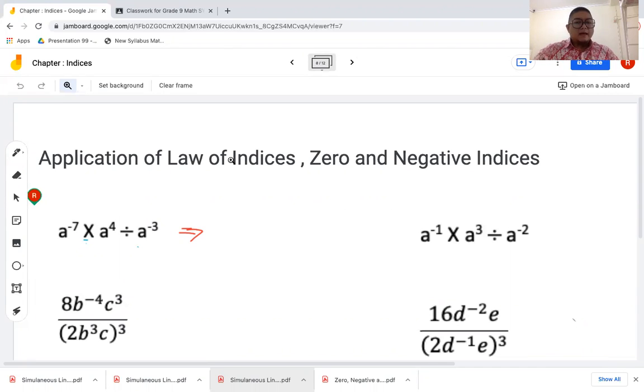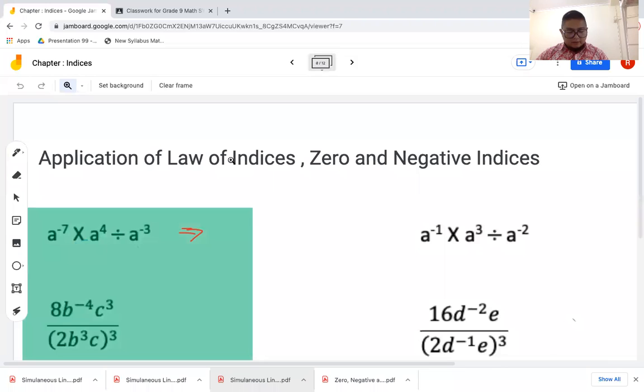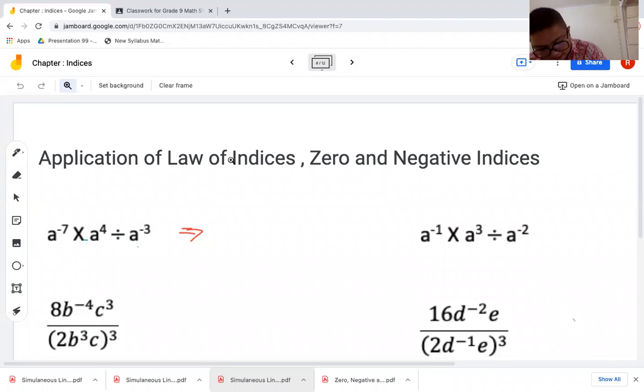Okay, we will be having a raised to negative 7 times a raised to 4 and a raised to negative 3. So if we are going to calculate this, this is going to give us a calculation of a raised to negative 7. And as you can see, the times there will automatically tell us that we have to add 4 to that exponent. And then the division tells us that we have to subtract this negative 3.